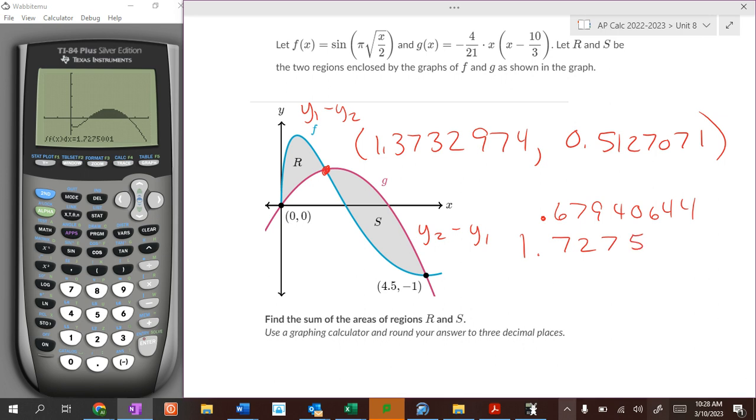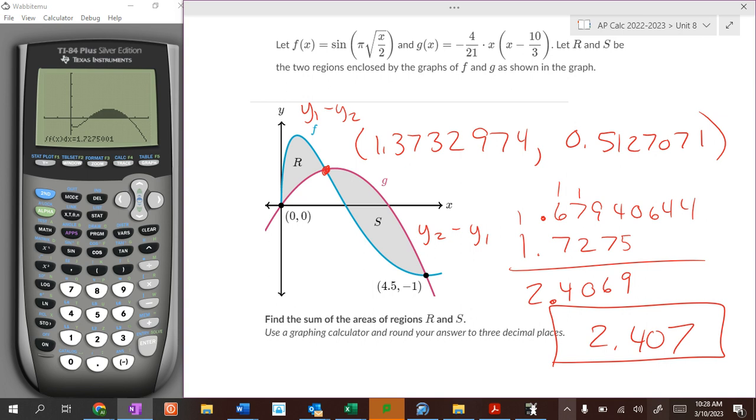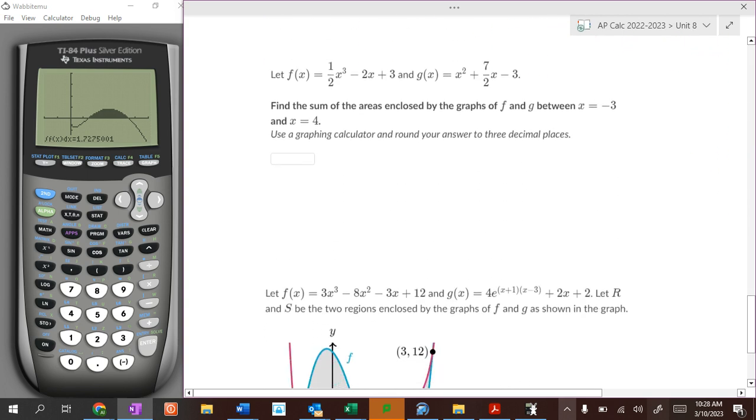1.7275. So if I add those up, 5 goes with 4 here. I didn't write them in a very good order. 5 goes here. So I go 9, 16, 0, 1, 4, 1, 2. So 2.407 to the nearest 3 decimal places. Okay? That's the process. These will be calculator driven activities.